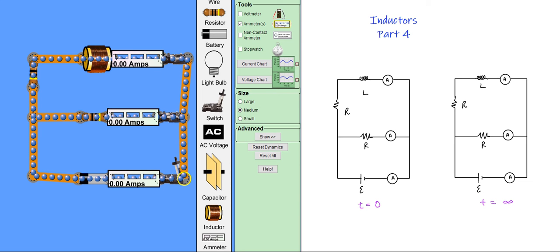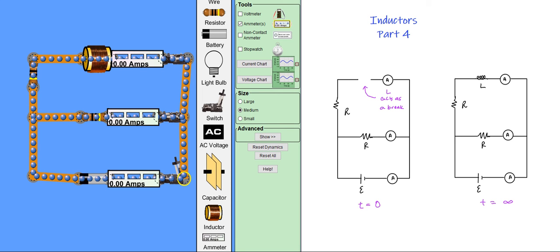So all the rules that we came up with from before should be the same. And so what we're going to say is that initially the inductor will behave as though it's not even there. And the reason for that is because it's resisting the change. So as soon as the current starts to increase, it resists. And so we're going to say that for that first split second, L, the inductor, acts as a break in the circuit.